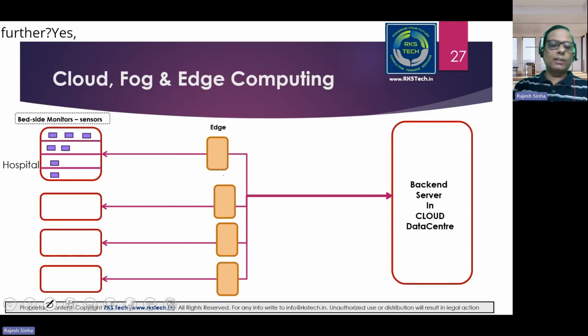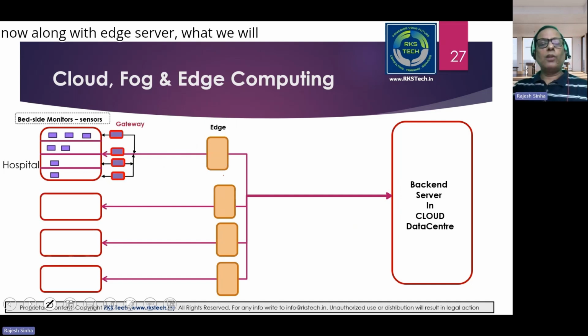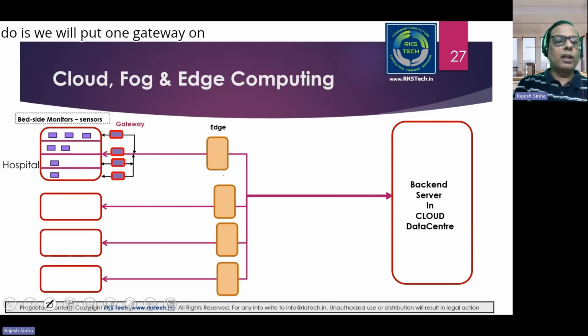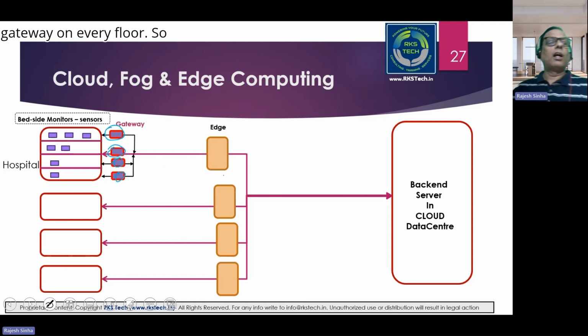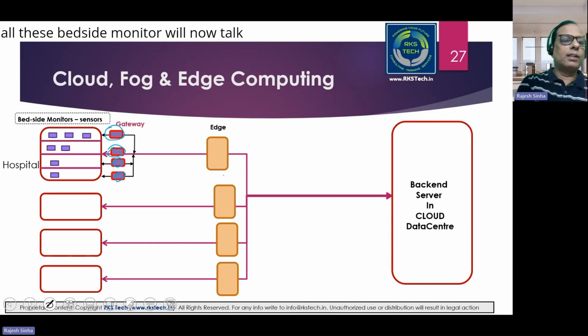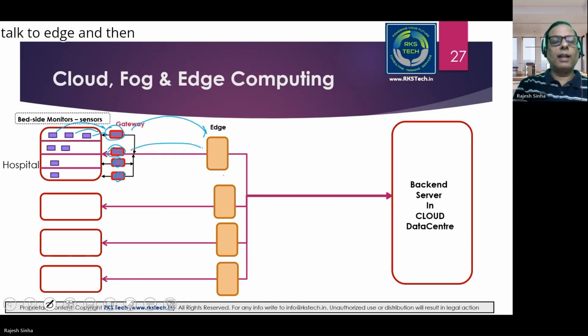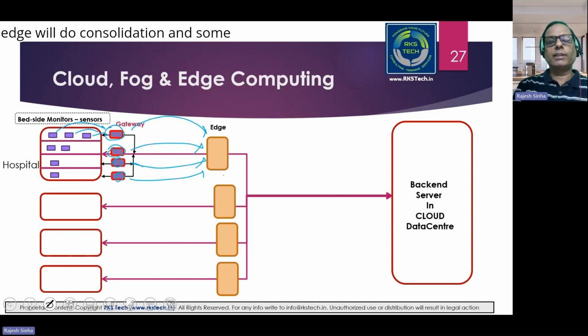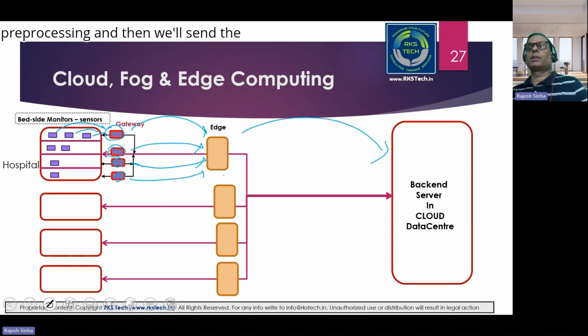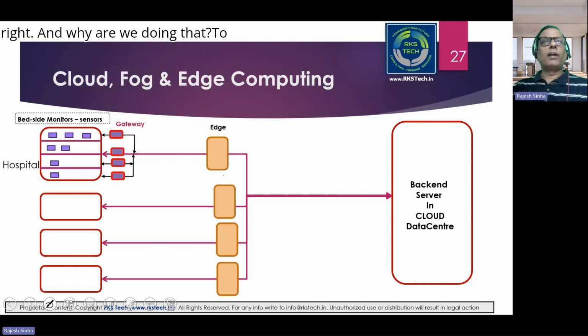Can this be optimized further? Yes. Now along with the edge server, what we will do is we will put one gateway on every floor. Every floor has got 50 bedside monitors. So all these bedside monitors will now talk to the gateway, and then this gateway will talk to the edge, and then the edge will do consolidation and some pre-processing, and then send the data to the backend server, right? And why are we doing that?